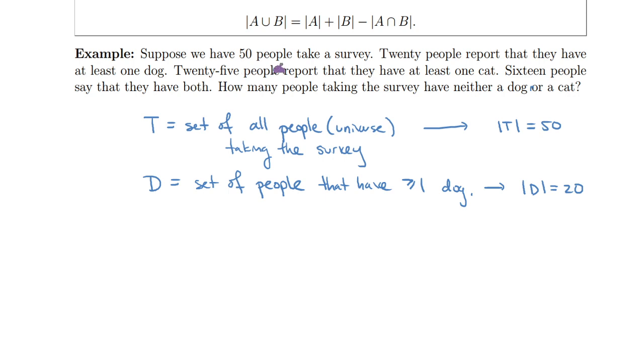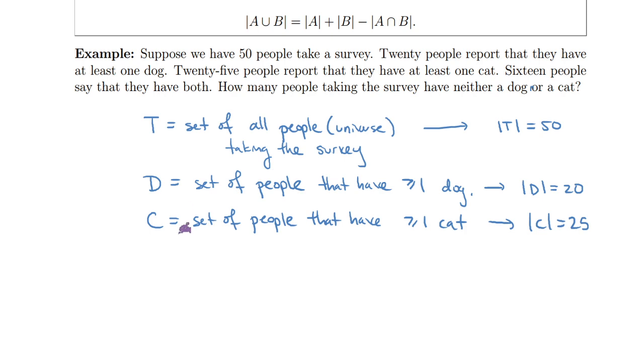Okay, and then we also have 25 people report that they have at least one cat. So let's call that C. So the set of people that have greater than or equal to one cat. So we know that the size of this set is 25, but there's some overlap here, right? So it says 16 people say that they have both. So that would be the intersection, right?